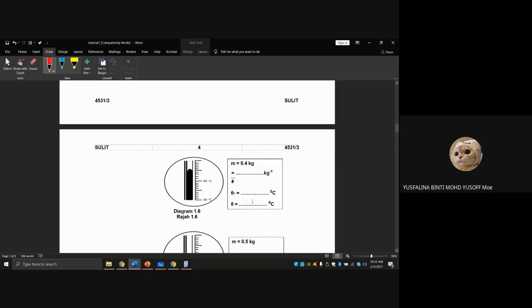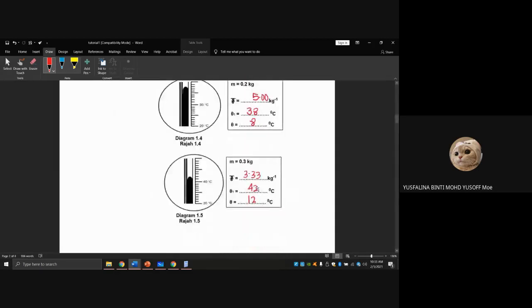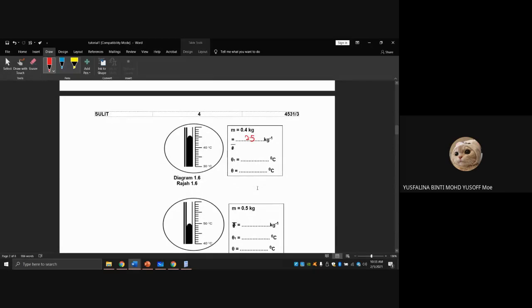Alright, and then this one, 1 divided by 0.4. So you get 2.5, right? Okay, 2.5. Is it correct? Yes, 2.5. And then how about theta 1? Theta 1 is 46. Okay, and then how about theta? Theta is 46 minus 30, which is 16. Okay, very good.